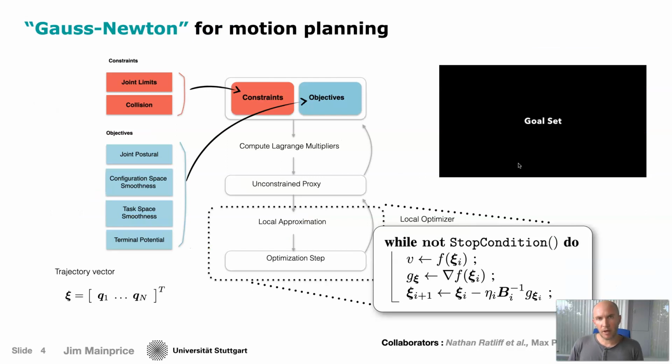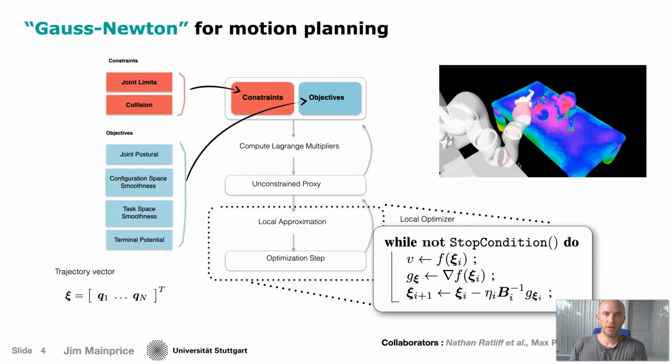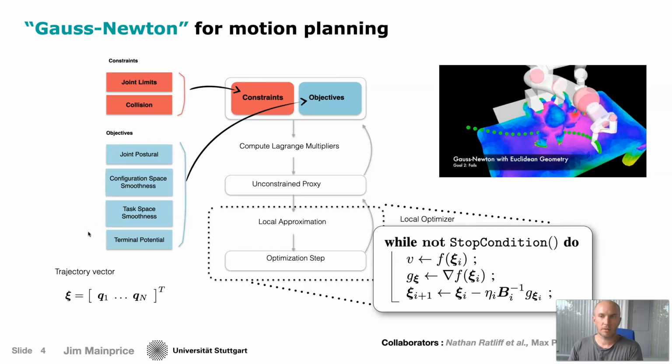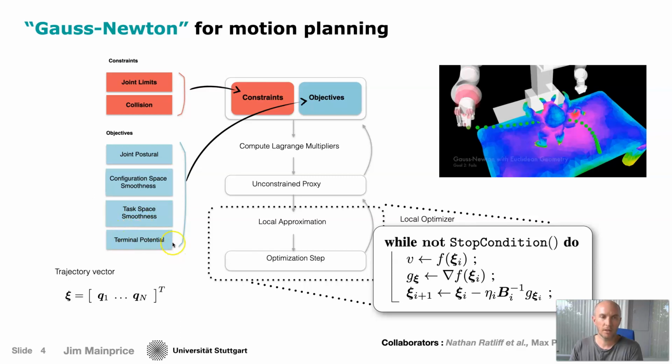And one of the bottlenecks of this approach is the trajectory optimization itself. So we have constraints in the form of joint limits and collision constraints, and we have objectives in the form of remaining close to a standard configuration and joint space and task space smoothness terms, like limiting accelerations along the trajectory, and a terminal potential.